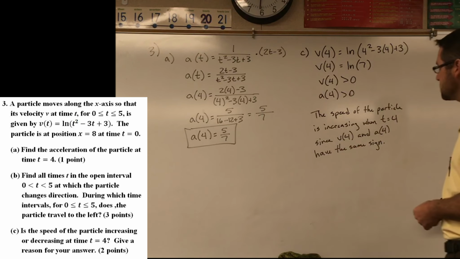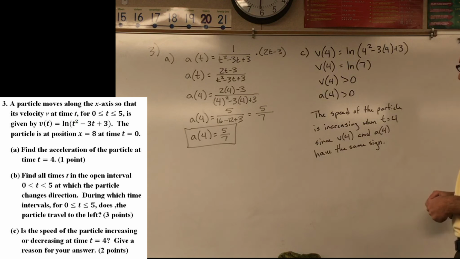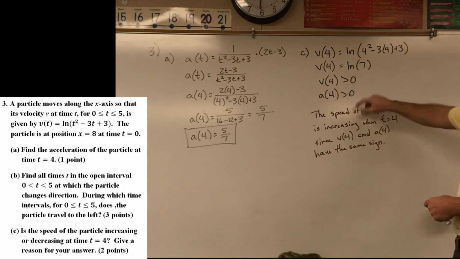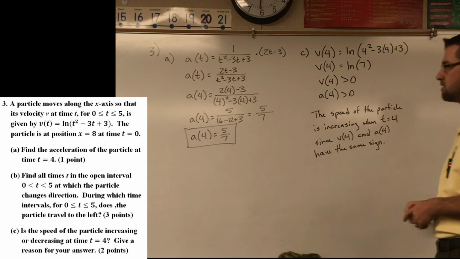This problem's worth 2 points. You're going to get a point for explaining that the speed of the particle is increasing, and then you're going to get the other point for the justification, showing that v of 4 and a of 4 are both positive, and then saying that they're the same sign.